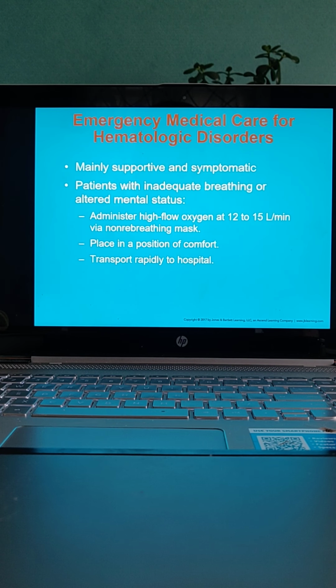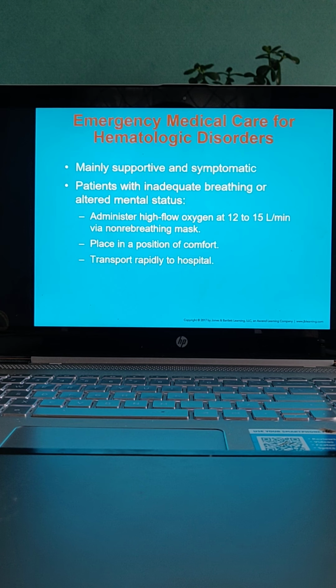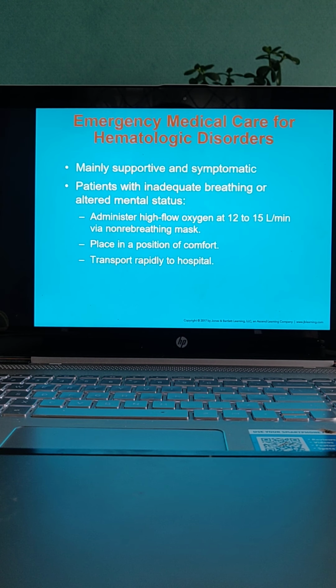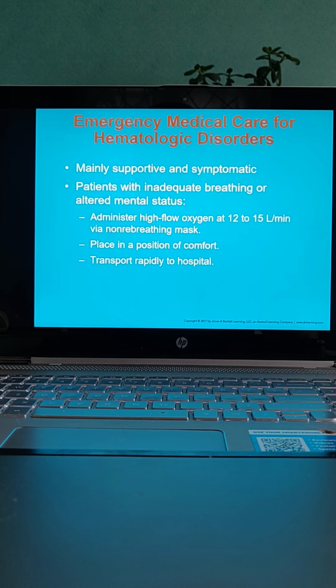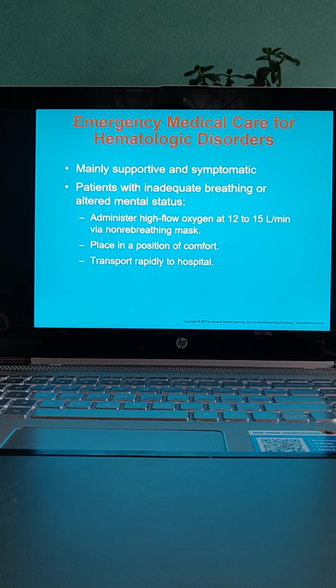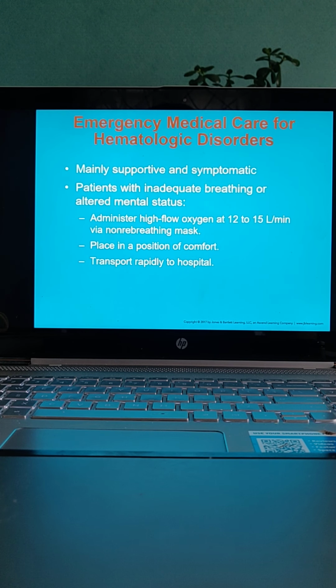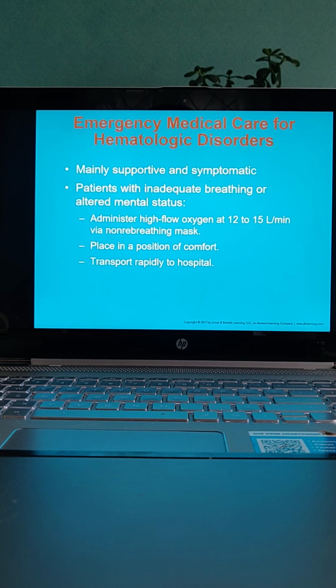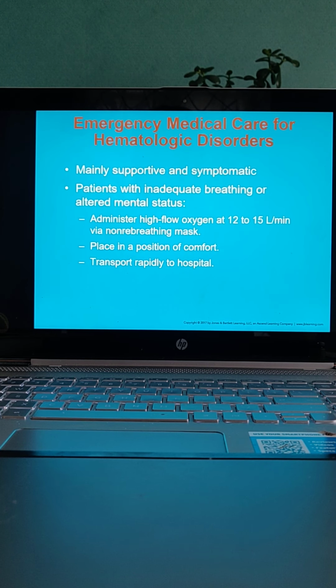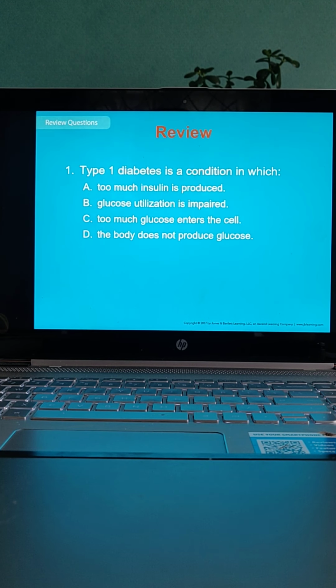symptomatic. For patients with inadequate breathing or altered mental status, administer high flow O2 by non-rebreather, place in a position of comfort, and transport rapidly to the hospital. What does that remind you of? High flow O2, place in a position of comfort, rapid transport to the hospital, and keep them warm with a blanket. You're treating them for shock.